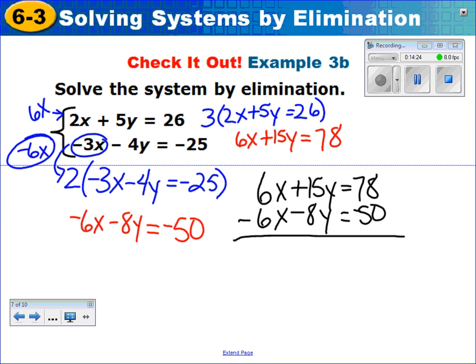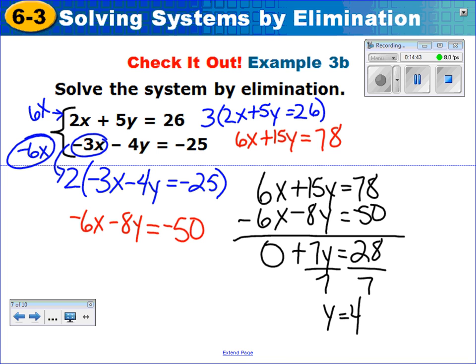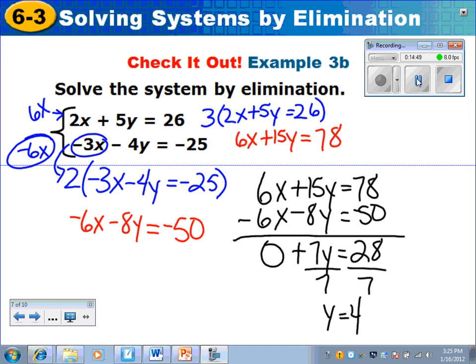So 6x minus 6x is 0. 15y minus 8y is positive 7y. 78 minus 50 is 28. Divide both sides by 7. y equals 4. So go ahead and I'm going to pause it. You solve for x. Let's see if we get the same thing.